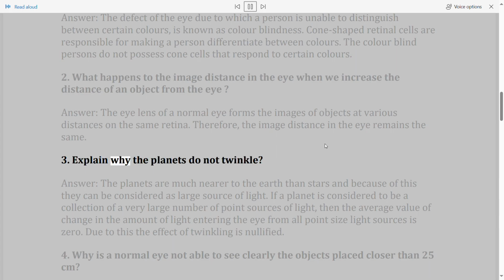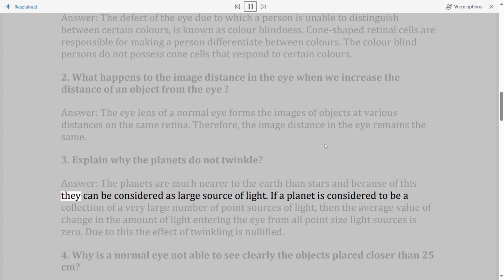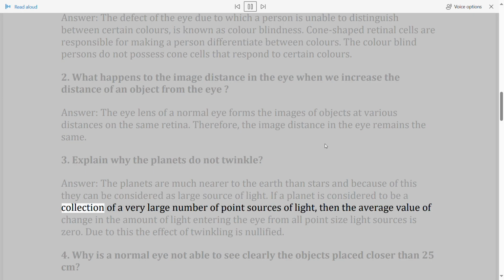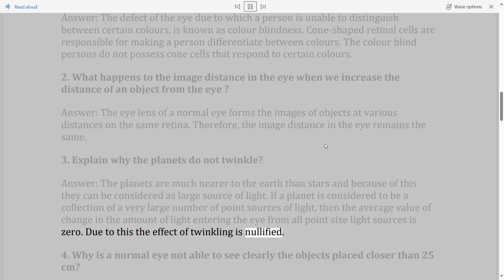3. Explain why the planets do not twinkle. Answer. The planets are much nearer to the Earth than stars, and because of this they can be considered as large source of light. If a planet is considered to be a collection of a very large number of point sources of light, then the average value of change in the amount of light entering the eye from all point-size light sources is 0. Due to this, the effect of twinkling is nullified.